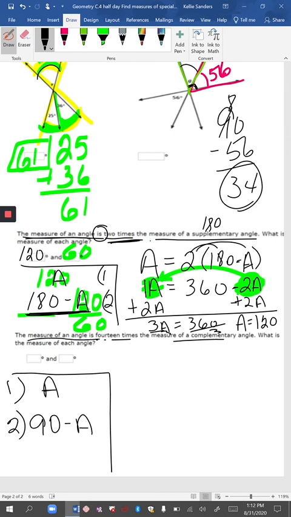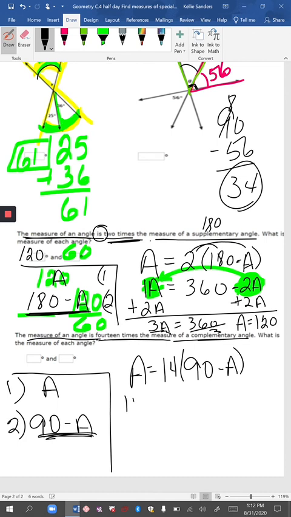The measure of an angle is, so our angle is 14 times the measure of the complementary angle. This is the complementary angle because that's what I said earlier. What is the measure of each angle? So we have 1A equals, I must distribute, 14 times 90 is 1260. And then 14 times negative A is negative 14A.